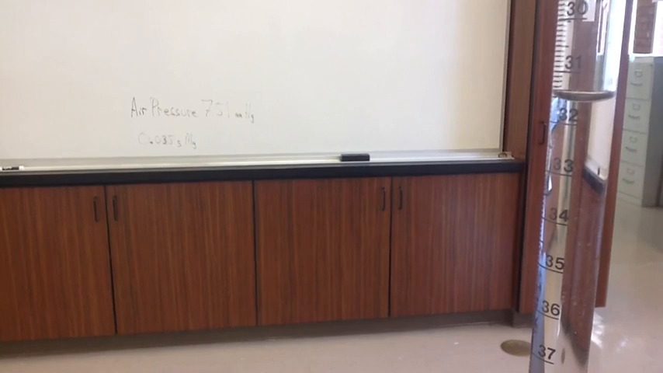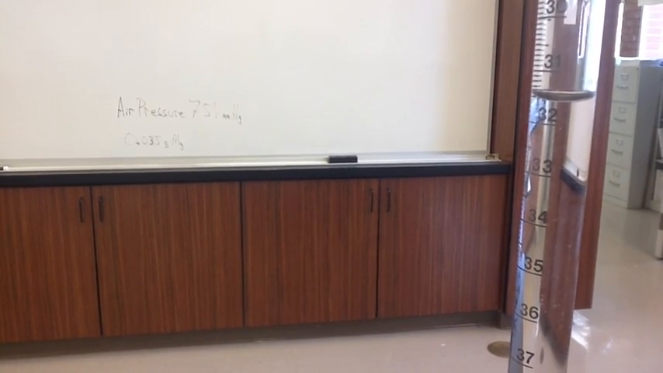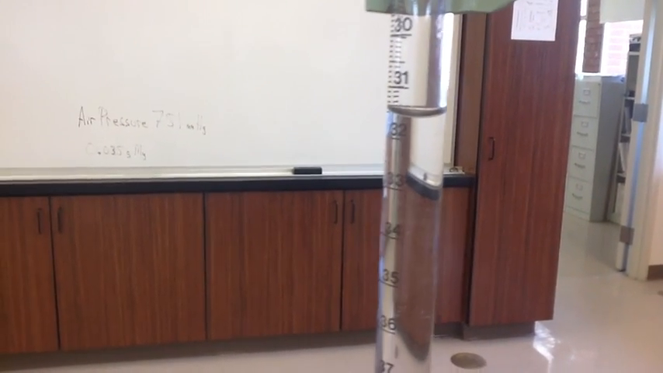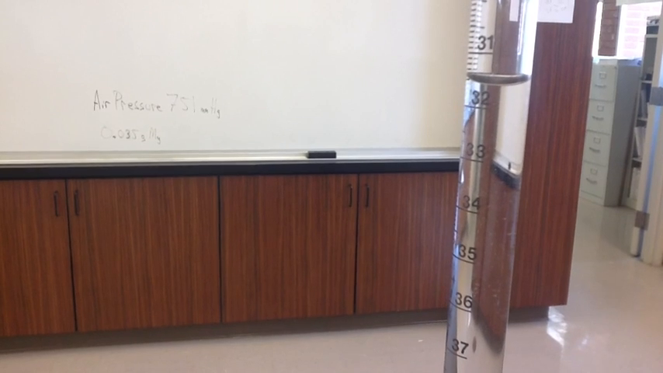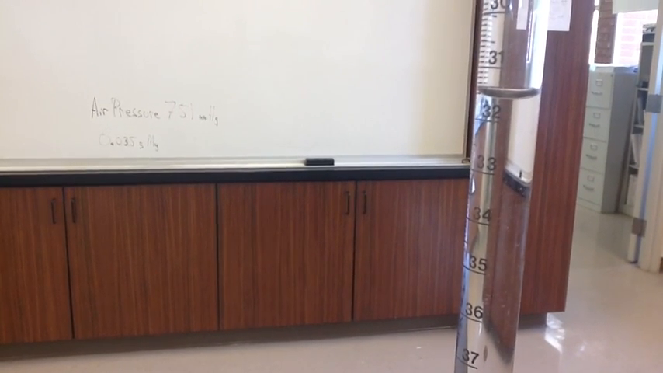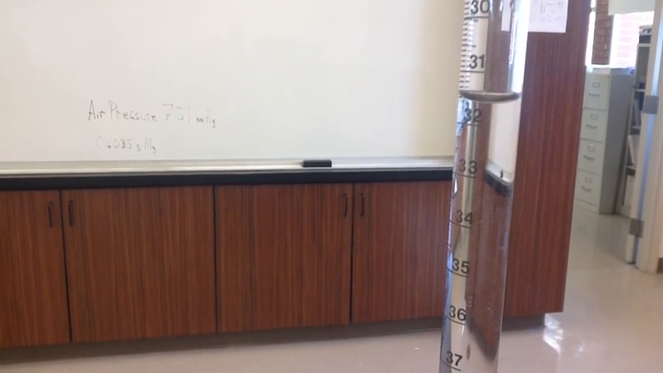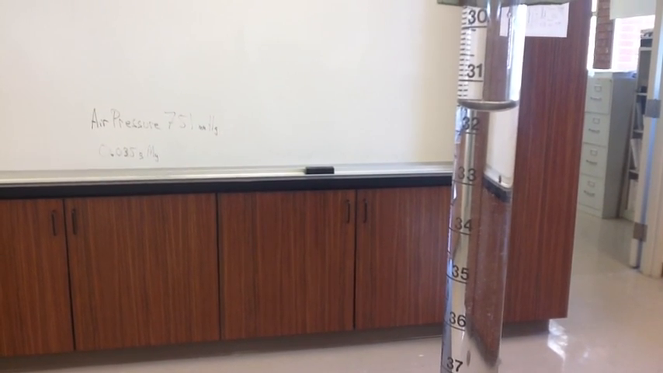We know that the air pressure in our room today is 751 millimeters of mercury. And we know that our temperature in the room today is 22 degrees Celsius. And we can use that information to calculate the gas constant.